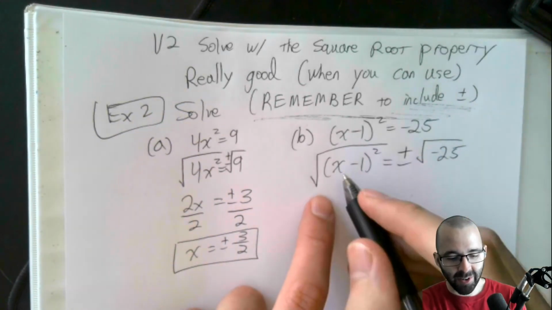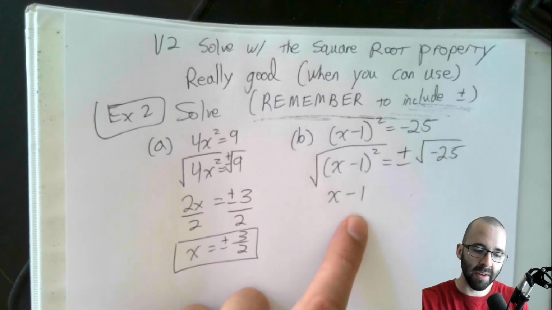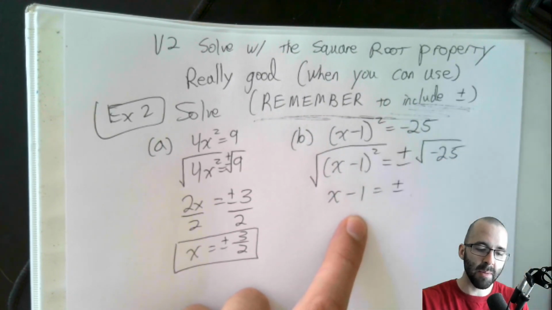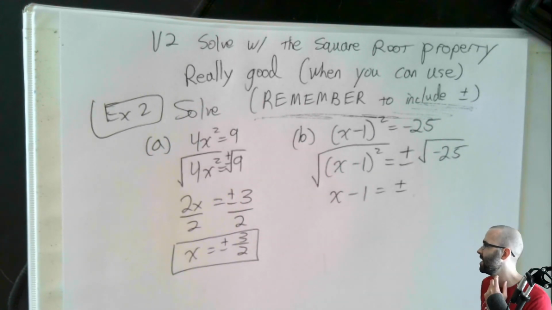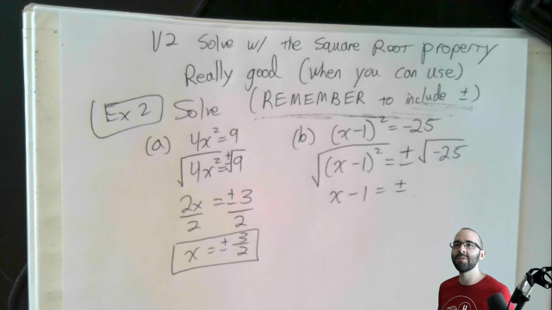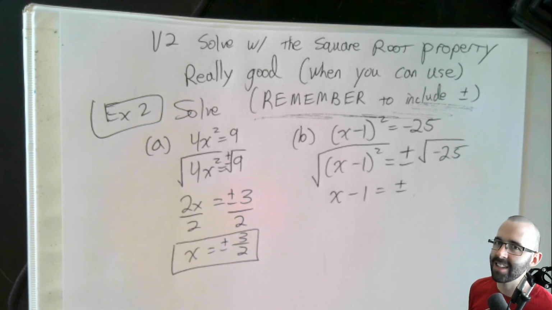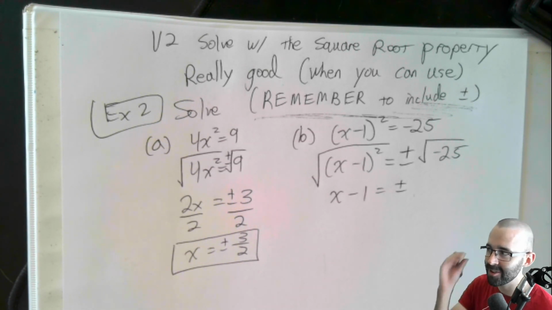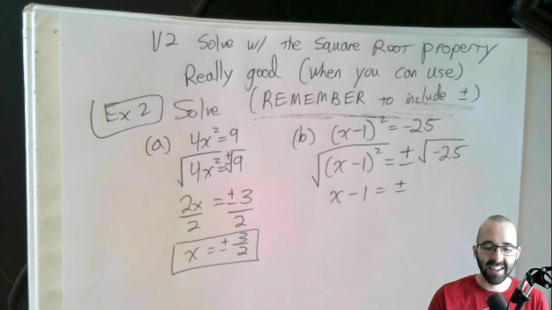All right, so here we go. These cancel each other out. We're left with x minus 1 equals plus or minus the square root of negative 25. Wait a minute. I remember 2.4, square root of negative 25. That's not a real number. Well, you're right, Jason, and you're also talking to yourself in a video for your students. It's an imaginary number, right?